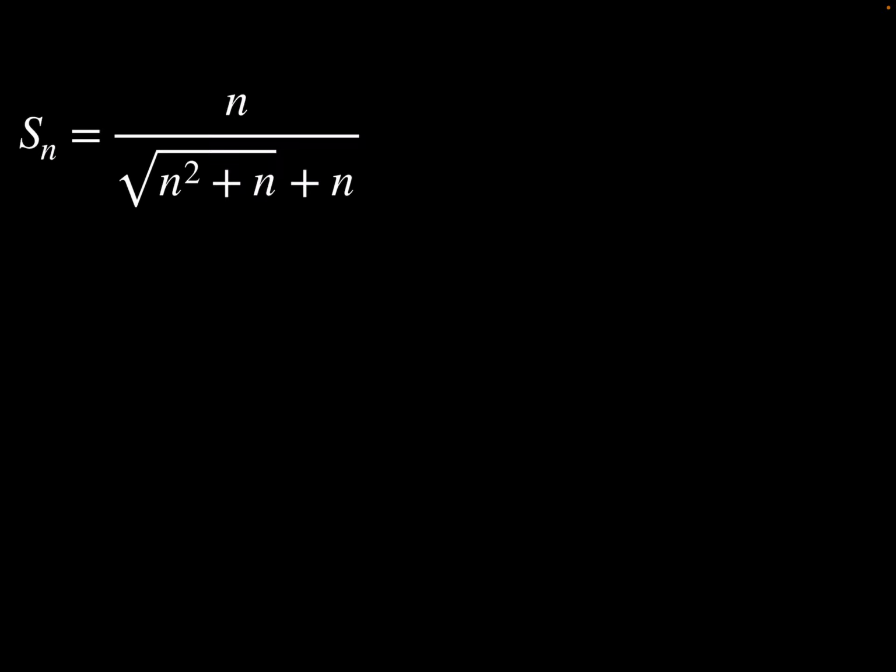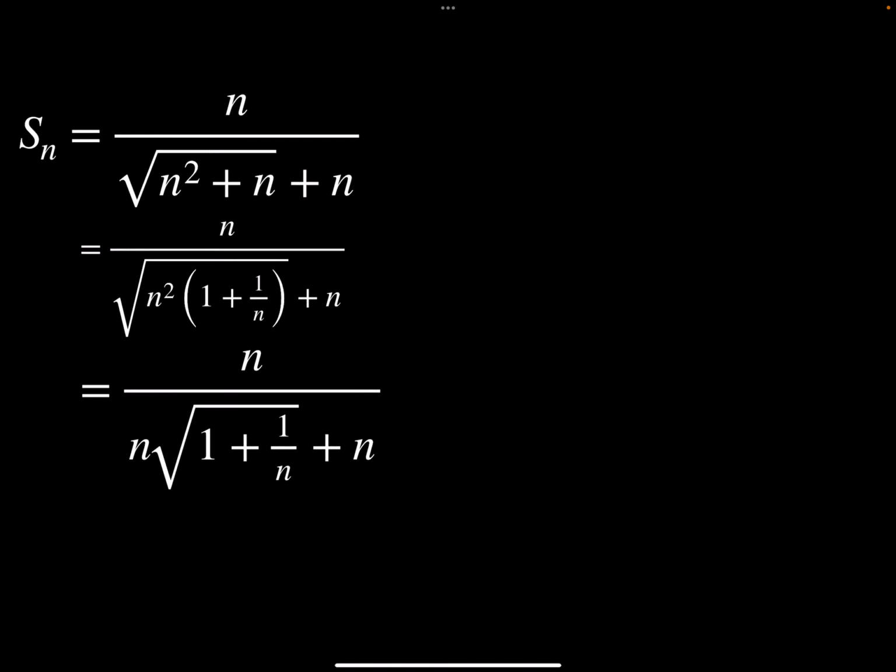Now, I want to factor out n squared in the radical. So instead of the radical, we factor out n squared. So we have that s sub n equals n over square root of n squared times 1 plus 1 over n, and then plus n. Using a property of radicals, the square root of a product being the product of square roots, we get that this is equal to n over square root of n squared, which is n, times square root of 1 plus 1 over n, plus n.